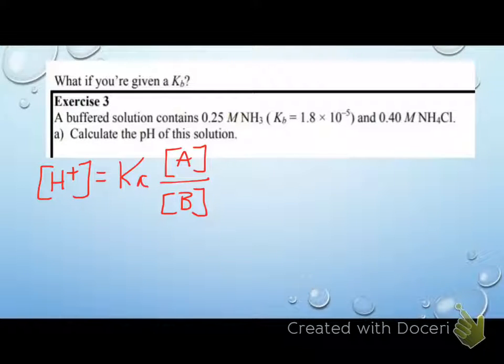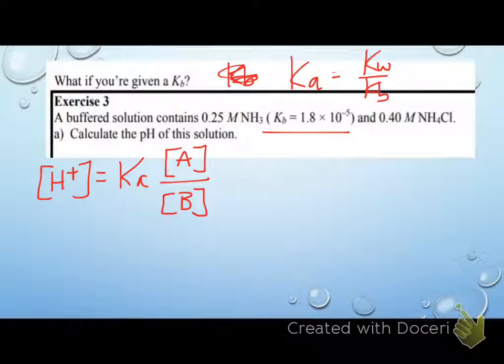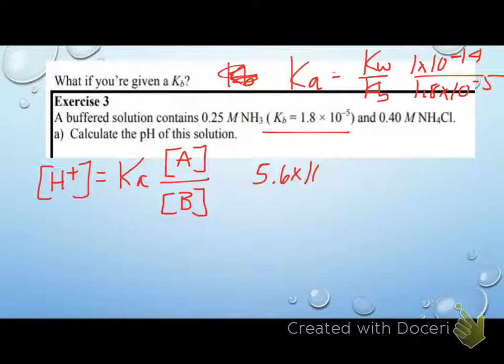Okay. So we need the Ka value, and it gave us the Kb value. So we're going to go over here real quick and get our Ka value. So Kw over Ka. Just kidding. I need Ka. I did that backwards. Oops. Switch your A's and B's. Just start over. Ka is going to be equal to Kw over Kb. Because when you use this equation, it does have to be Ka to get your hydrogen concentration. So 1 times 10 to the negative 14 divided by 1.8 times 10 to the negative 5 gives me 5.6 times 10 to the negative 10.